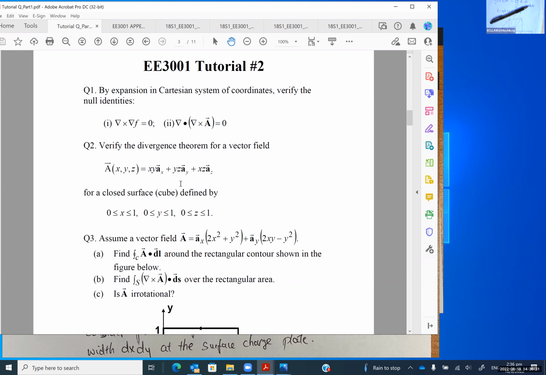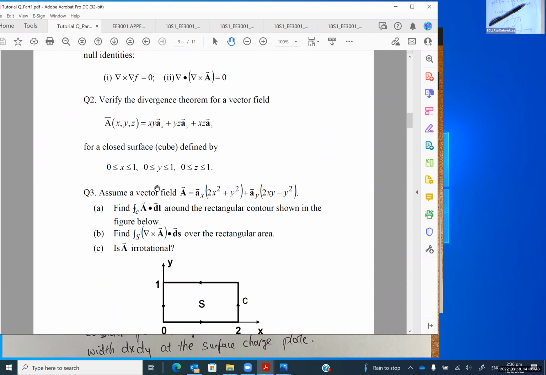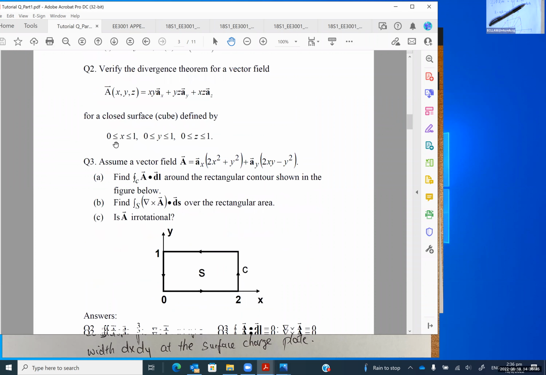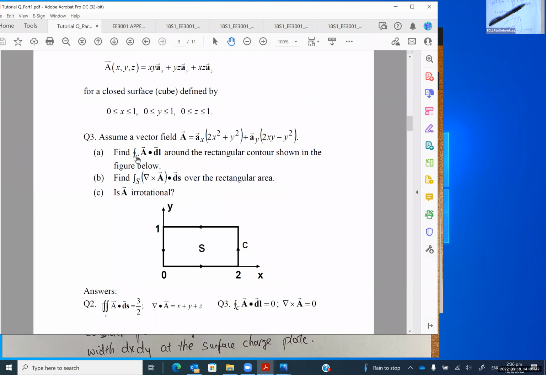Okay, so I think that's about it, right? That's about it. Okay, the next one is actually question 3. So one more, right? So the third one now is actually this is closed loop line integral.